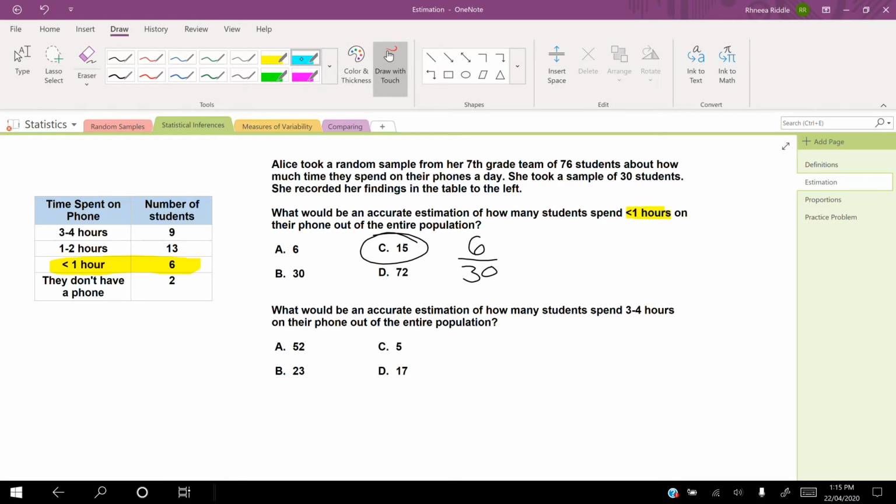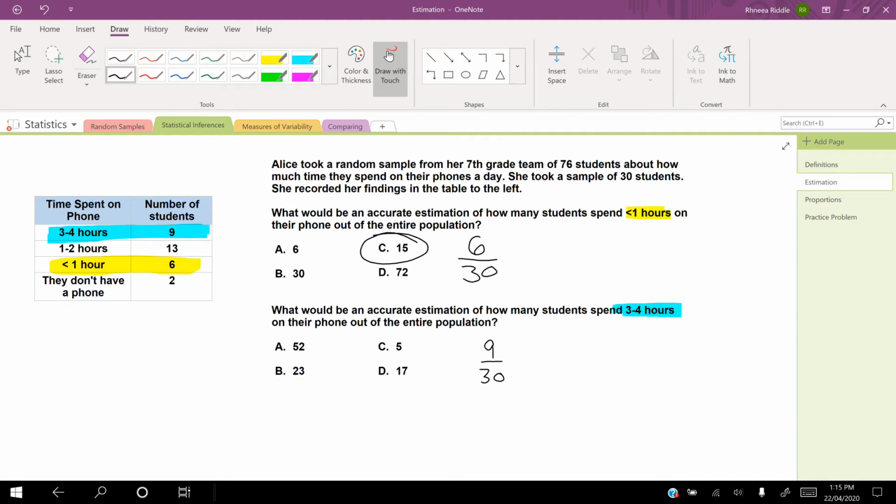This next question asks, what would be an accurate estimate of how many students spend 3 to 4 hours on their phone out of the entire population? So again, we're looking for 3 to 4 hours, and we're going to go to our table and see here's 3 to 4, and that we see 9 out of those 30 students said that they spend 3 to 4 hours on their phone.